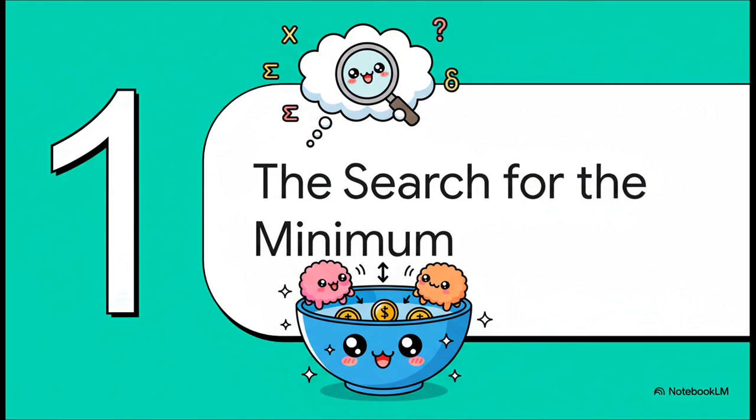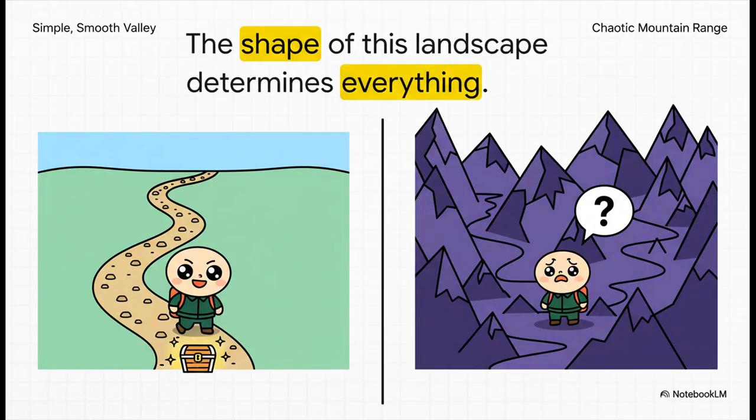You see, this is the whole point of training a machine learning model. We want to tweak all those parameters until we find the combination that minimizes our cost function. Basically, we're trying to find the very bottom of that valley. And here's the kicker. Whether our hiker's journey is a walk in the park or a total nightmare, it all comes down to one single thing, the shape of this landscape. Is it a simple, smooth valley, or is it a chaotic, treacherous mountain range full of hidden traps?